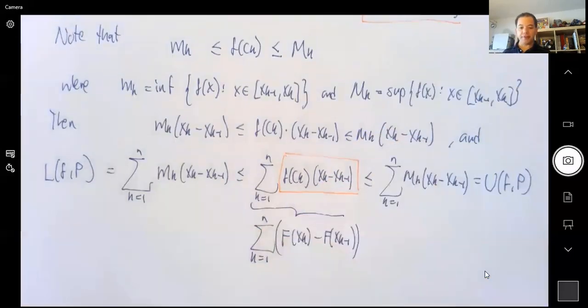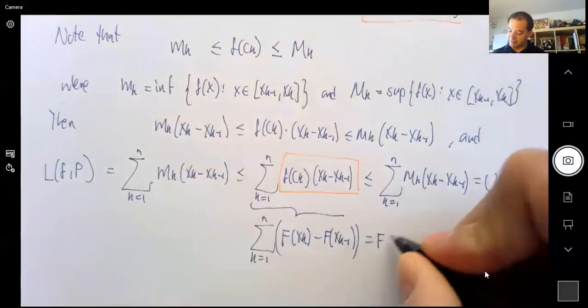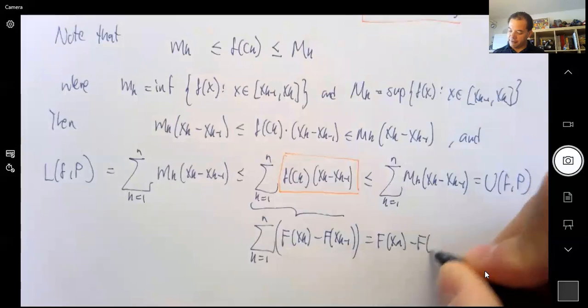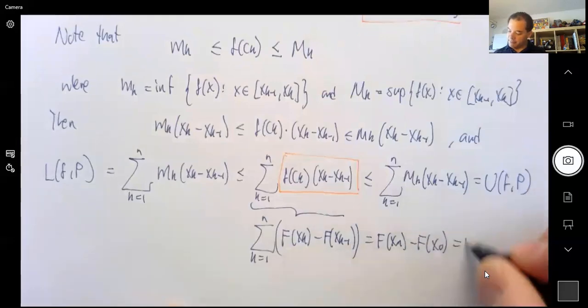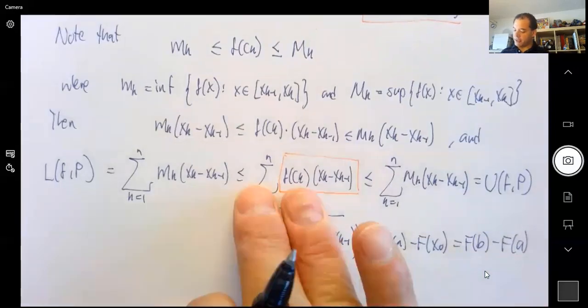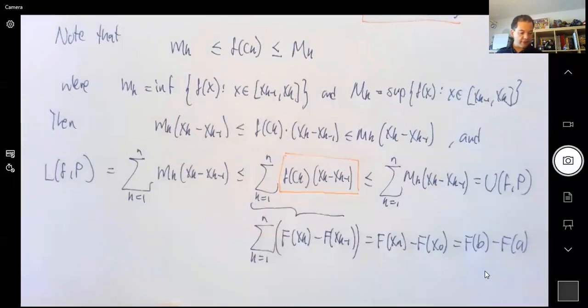Well, this is a telescopic sum, right? Because you do F of X1 minus F of X0, then F of X2 minus F of X1, so the X1s go away. Then F of X3 minus F of X2, so now the X2s go away, etc. So only two terms survive, the largest one positive and the smallest one negative. So this is the same as F of Xn minus F of X0, which are actually b and a. So this number in between is F of b minus F of a, right?